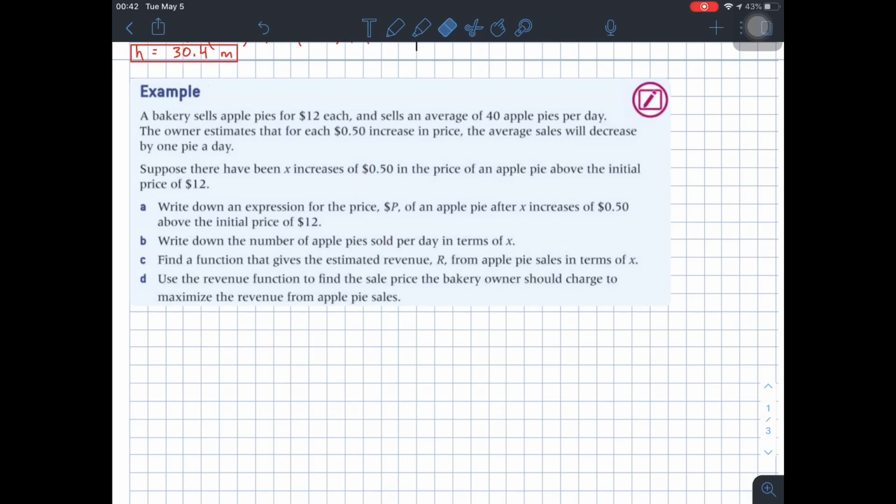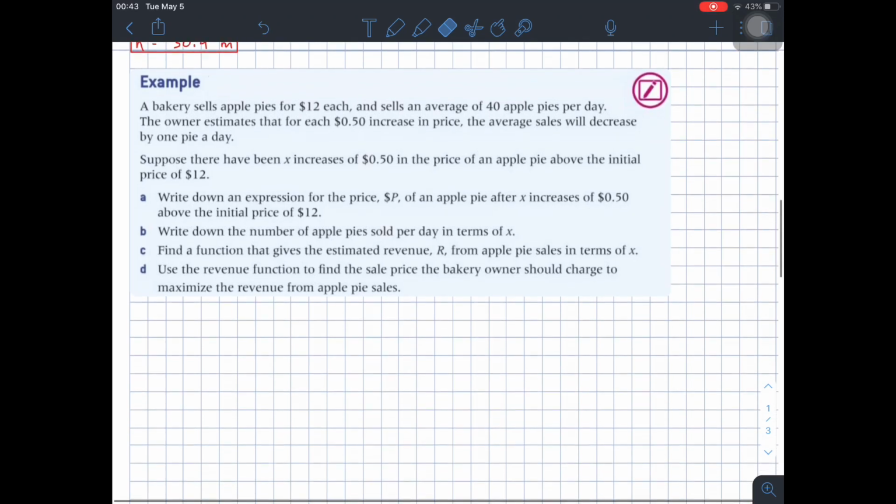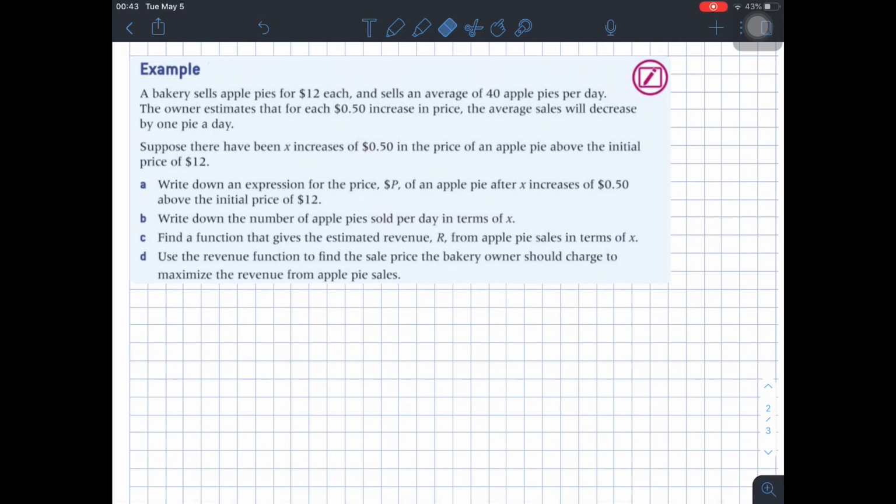Okay, so let's see the last example, which involves an economic application of quadratic functions. It says a bakery sells apple pies for $12 each and sells an average of 40 apple pies per day. Okay, then it says the owner estimates that for each $0.50 increase in price, the average sale will decrease by 1 pie per day.